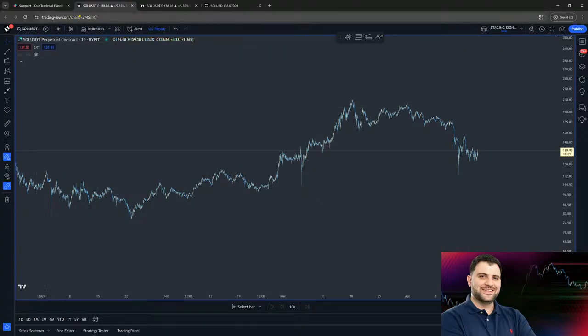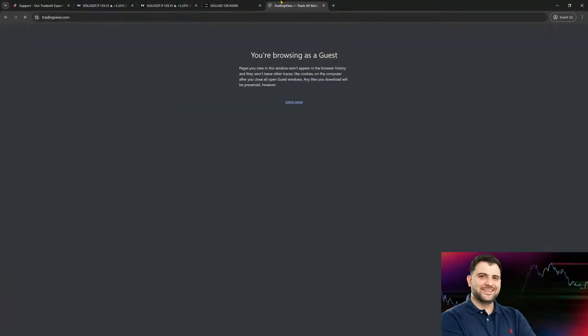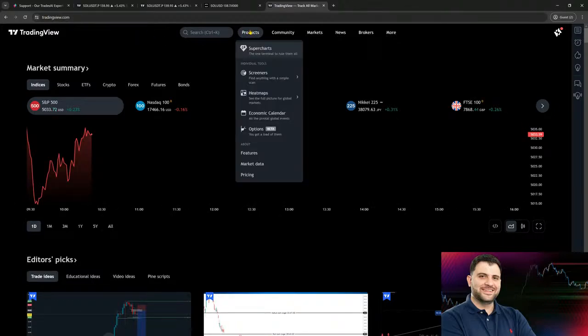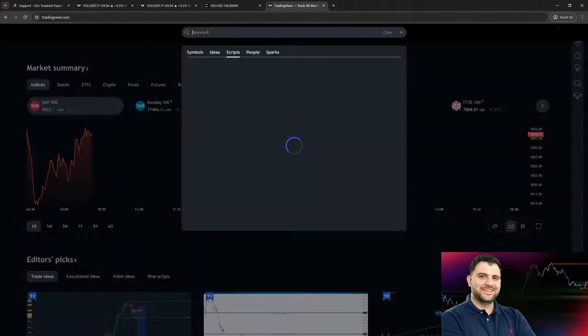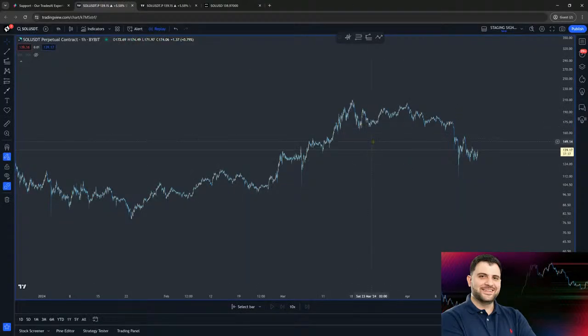So let me take a step back just to make sure people know how to get into the chart. If you go to tradingview.com, hover the mouse over products, and then go to Supercharts, that's how you open the charts. Or simply use the search menu to find an asset, type the symbol, for example XAUUSD for gold, or BTCUSD, etc. This is how you find symbols, and you click on it and it will open the chart for you. Okay.